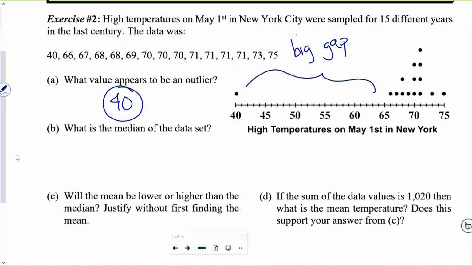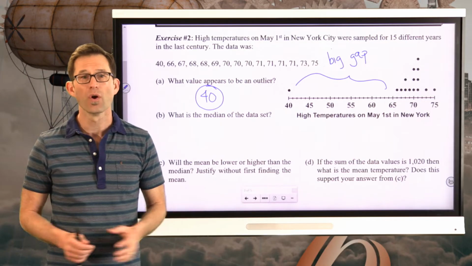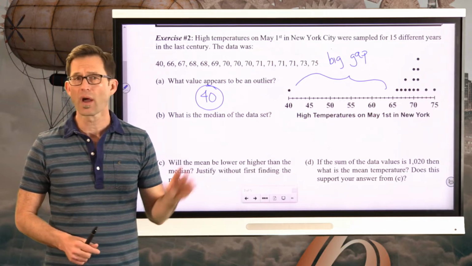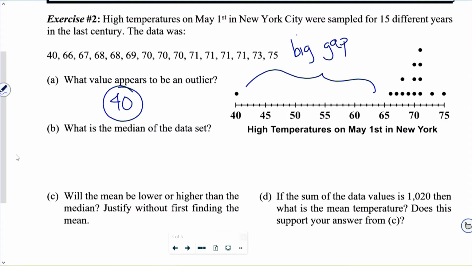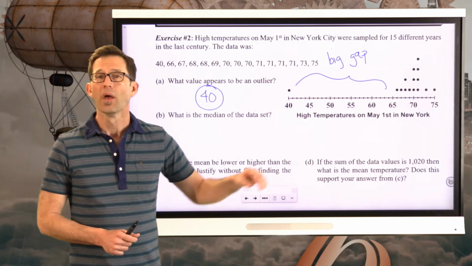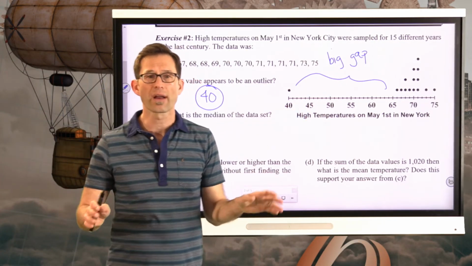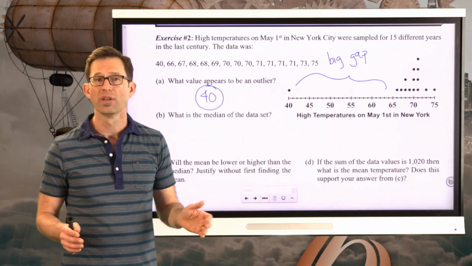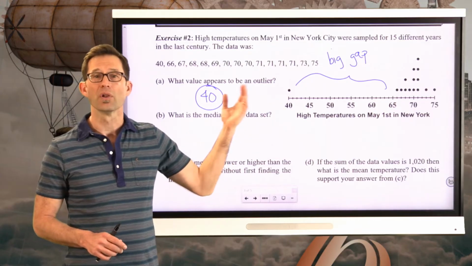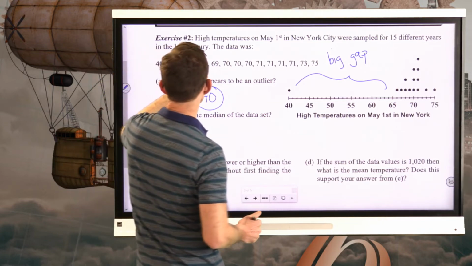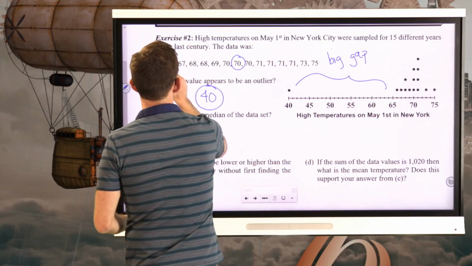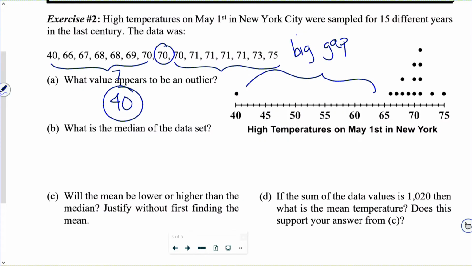Now, letter B. What is the median of the data set? We know that outliers don't have much of an effect on a median, so we're not going to exclude the outlier. Go ahead and figure out what the median is. Since we have 15 years, if we subtract 1 to get 14 and divide by 2, that is 7. That means we'll have 7 values below the median and 7 values above the median. The median, therefore, will be the 8th value. 1, 2, 3, 4, 5, 6, 7, 8. This has to be the median because there are 7 values on each side. So the median is equal to 70.